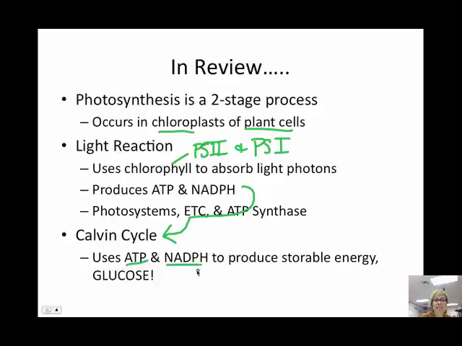And that enzyme that's like the awesome enzyme of the world, the most common, is our Rubisco. That makes this whole thing happen.